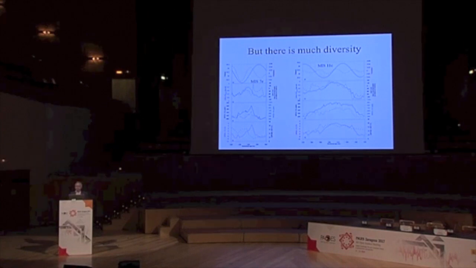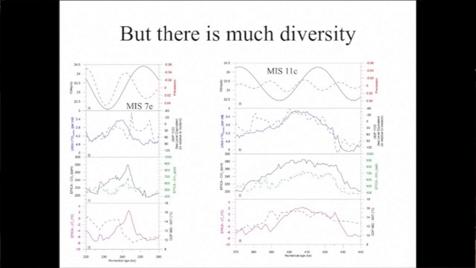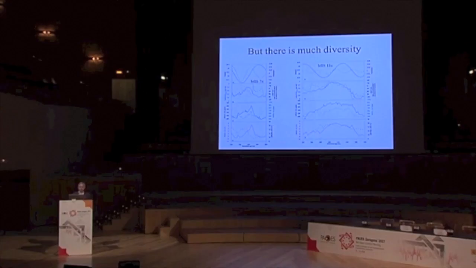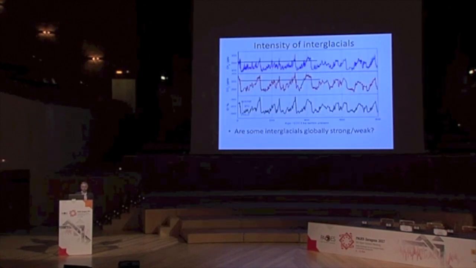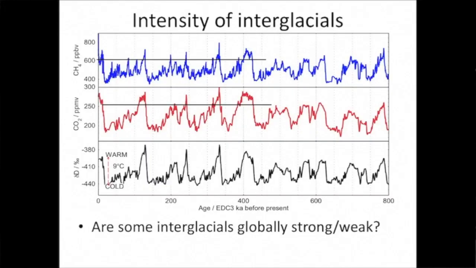Okay, so there are all these interglacials, but they're all very different. So these are just two examples. Some of them are very long, some of them are very short, some of them are strong, some of them are weak. So the first question we asked was, which are the really strong ones, the ones that we might be most interested in, especially when we're thinking about future warmth?